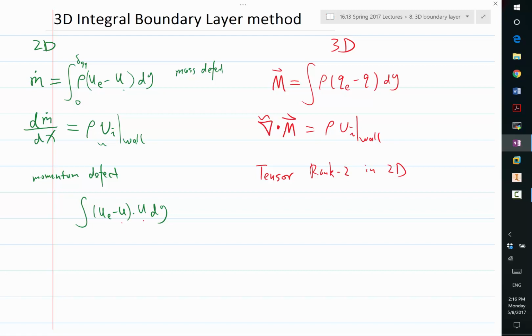Okay, so let's define this P. I use the double vector sign to denote a rank 2 tensor, equal to the integration of rho, I think I forgot to have a rho here, rho times Qe minus Q. Here is not a dot product, it's just a cross product of Q dy, right? So this gives you one dimension, this gives you another dimension on this tensor.